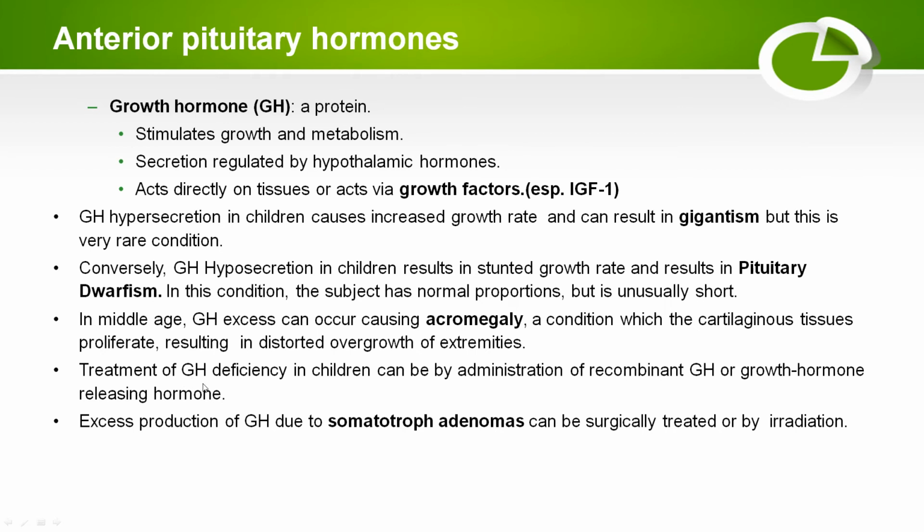Treatment of GH deficiency in children can be by injection of recombinant GH. I hope you remember recombinant proteins. One of the applications is here, or the growth hormone releasing hormone. Excess production of GH is due to somatotroph adenomas. These are actually carcinogenic entities which can be surgically treated or treated by irradiation.